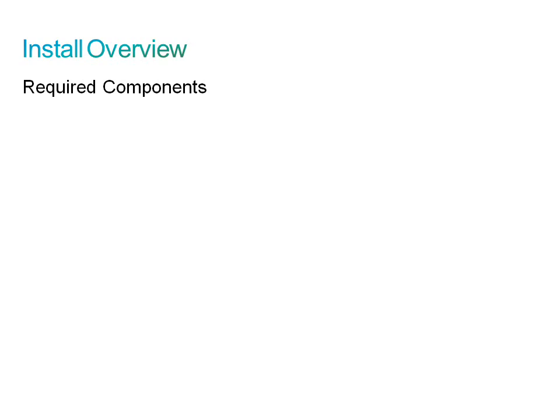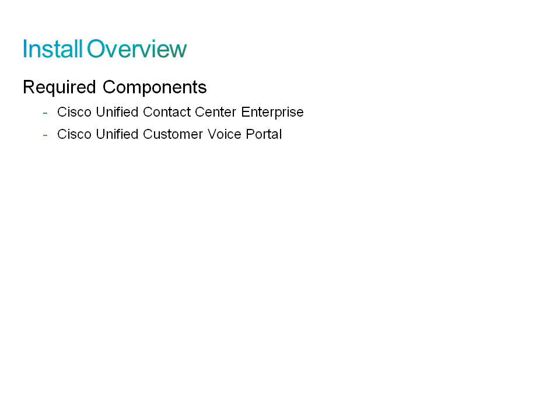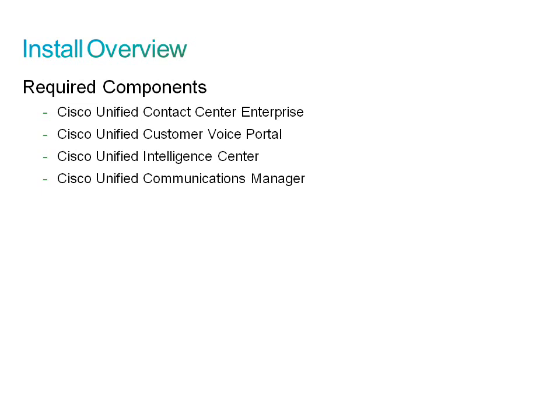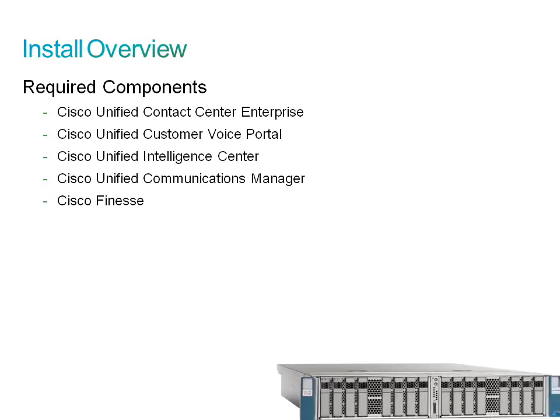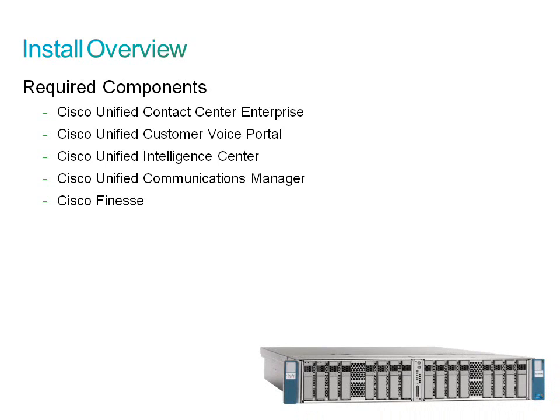These components include Cisco Unified Contact Center Enterprise, Cisco Unified Customer Voice Portal, Cisco Unified Intelligence Center, Cisco Unified Communications Manager, and Cisco Finesse. Each component is installed as a virtual machine on a UCS C260 server. Some components, such as Communications Manager, require multiple instances be installed. Packaged CCE also requires redundancy servers be installed on a second UCS C260.